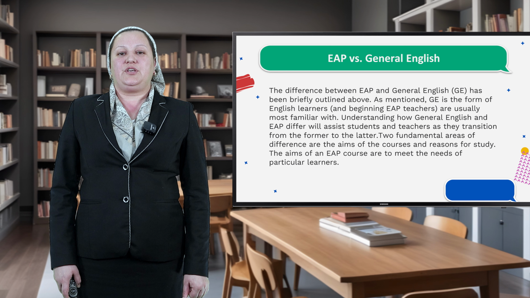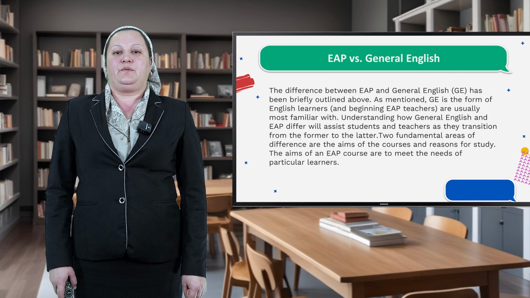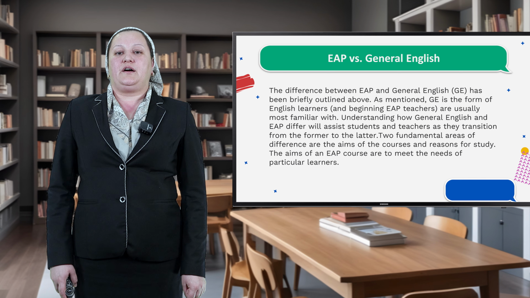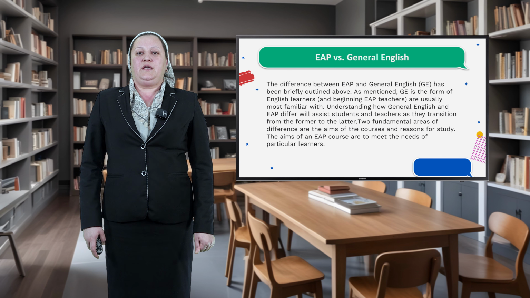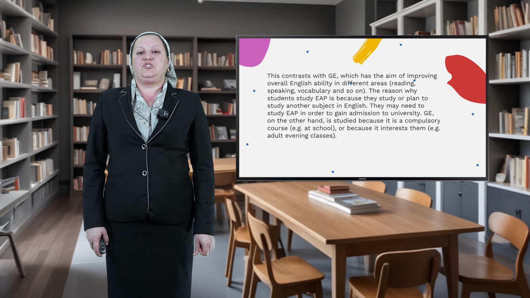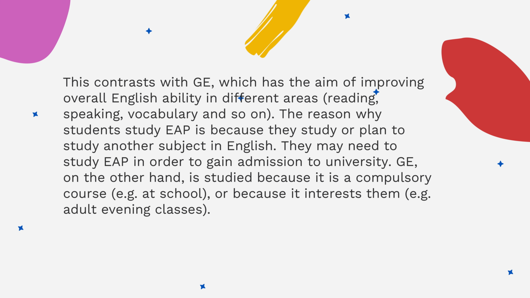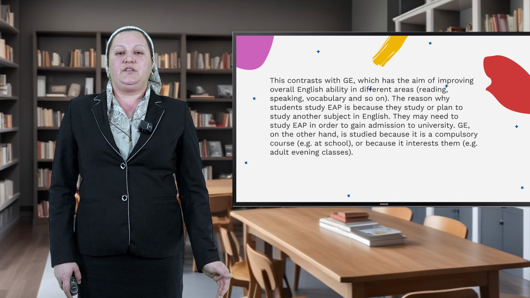Understanding how General English and EAP differ will assist students and teachers as they transition from the former to the latter. Two fundamental areas of difference are the aims of the courses and reasons for study. The aims of an EAP course are to meet the needs of particular learners. This contrasts with GE, which has the aim of improving overall English ability in different areas: reading, speaking, vocabulary, and so on. The reason why students study EAP is because they study or plan to study another subject in English.